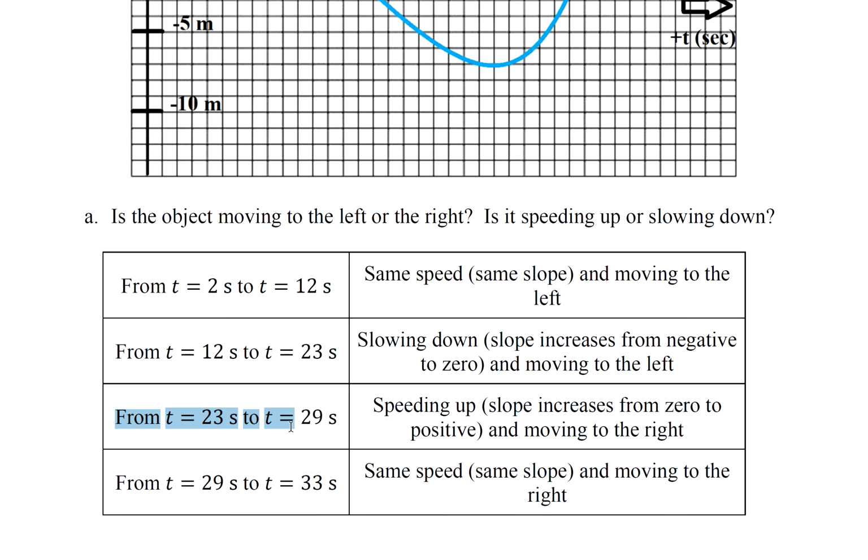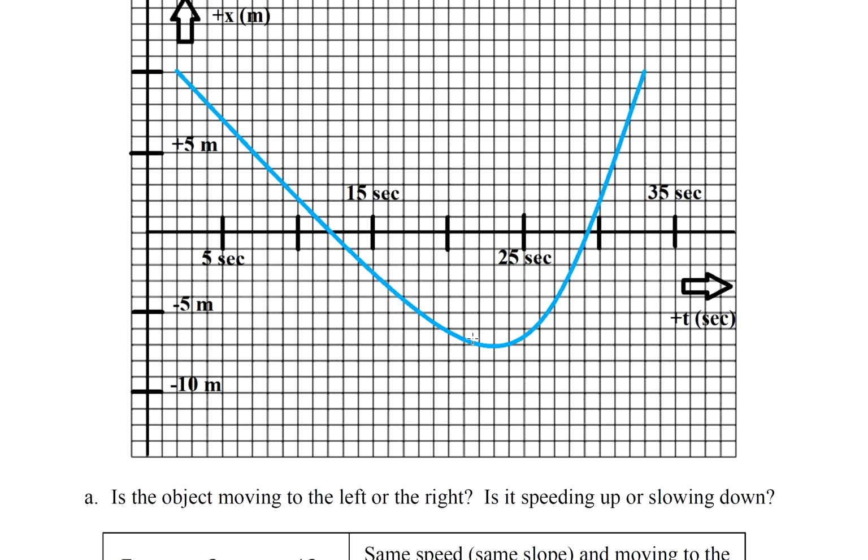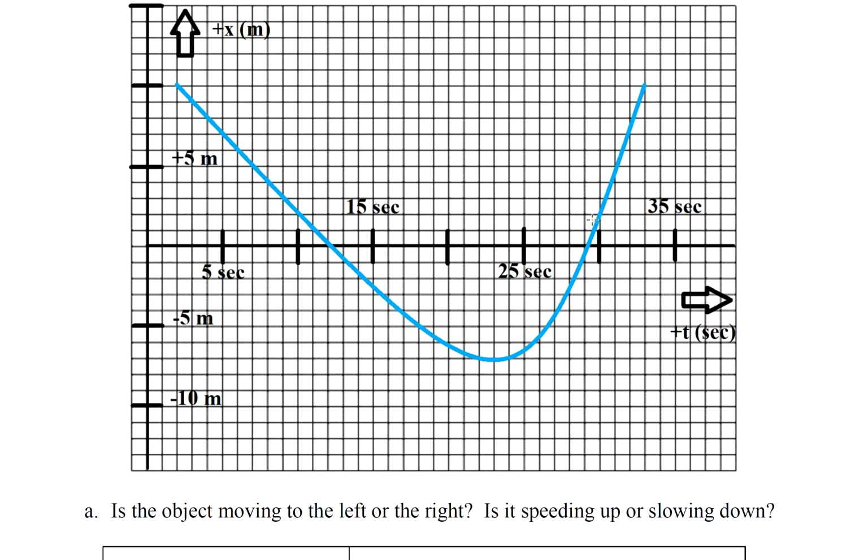From 23 to 29 seconds, what's happening? From 23 to 29 seconds, it looks like the slope is increasing. So because the slope is increasing, we're speeding up. And it's a positive slope, so we're going to the right, speeding up. And finally, from 29 seconds to 33 seconds, it looks like the slope is constant. And it's positive, so we're going to the right.